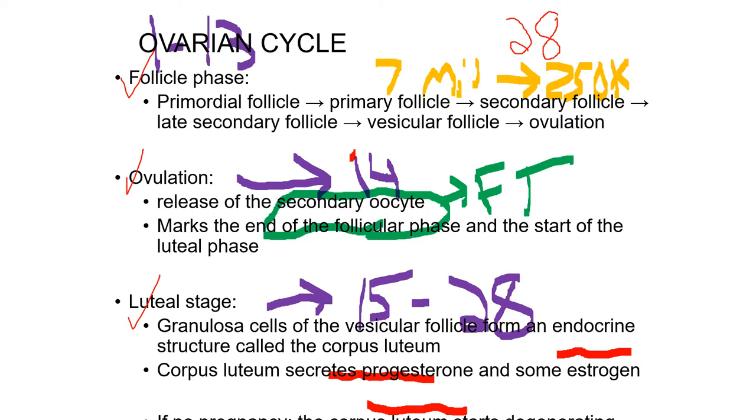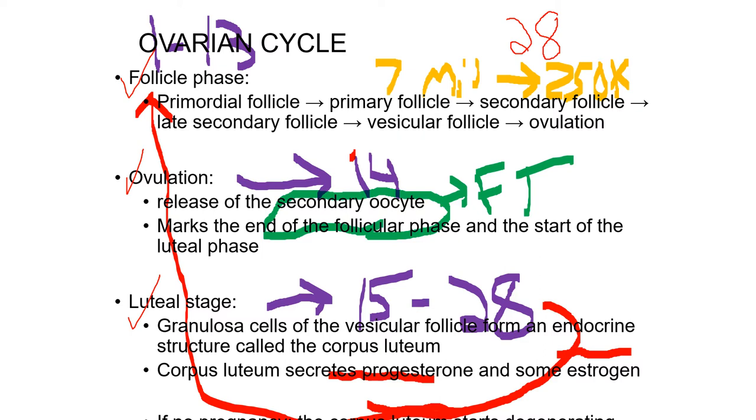And days 15 through 28 is we are basically getting ready for pregnancy. And then, if we are pregnant, this corpus luteum will continue to secrete these hormones until the placenta takes over. If we're not pregnant, this all falls apart and we start right back where we began at day one. So day 28 just goes to a new day one and we start the follicle phase all over again. And ladies, you do this every single month from puberty to menopause. Once again, the 28 days, give or take, everybody's a little different.